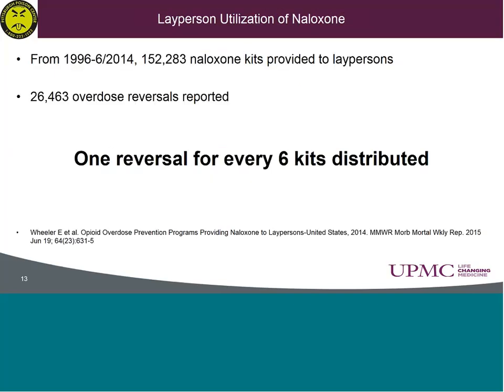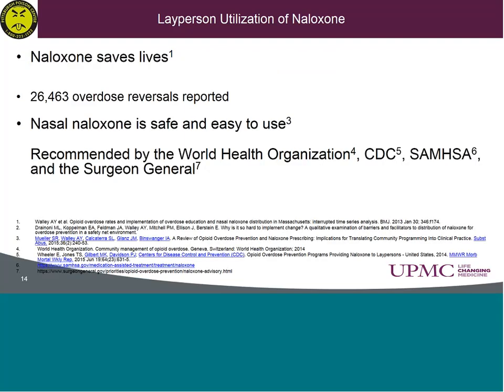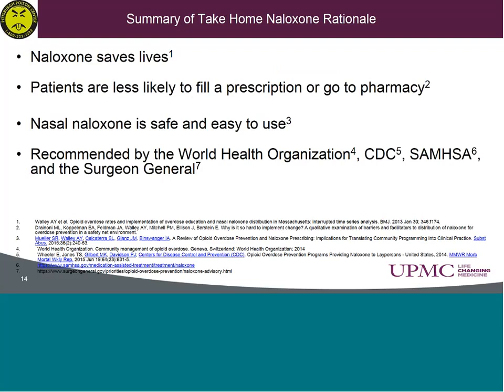And then as far as handing them out for bystanders, one study looking at 150,000 naloxone kits provided to lay people showed that more than 26,000 were used for an overdose reversal. So essentially that was 1 in every 6 kits distributed that was used to reverse an opioid overdose.